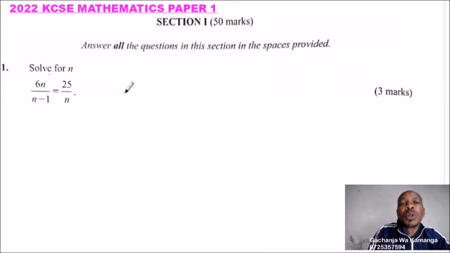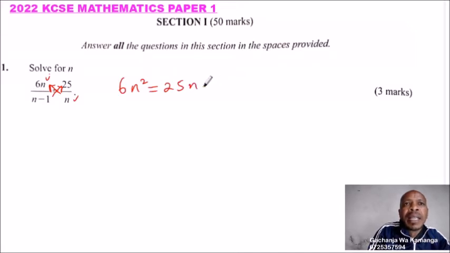To be able to solve for n, we need to cross multiply like that. So we multiply n by 6n, that will give us 6n squared. Then n minus 1 multiplied by 25, we have an equal sign, that will give us 25n. Then we have minus 25, that is minus 1 multiplied by 25.